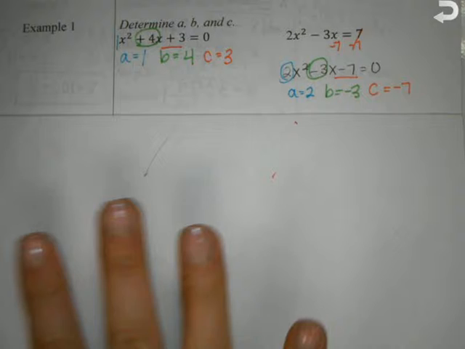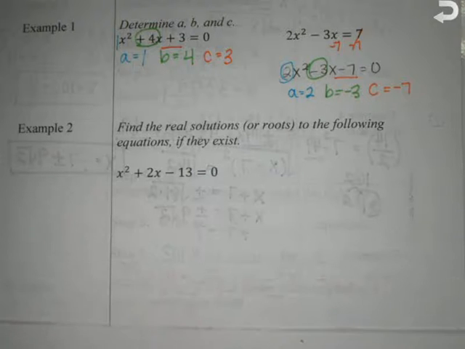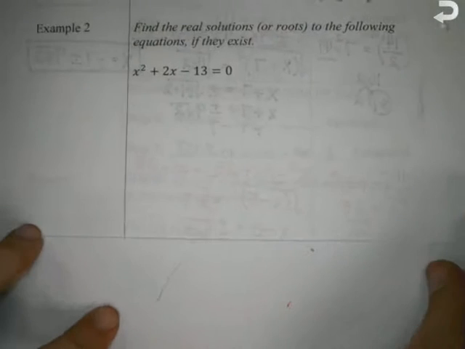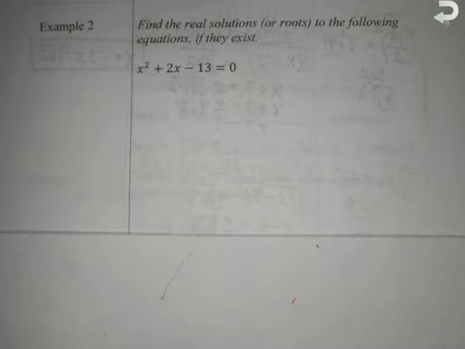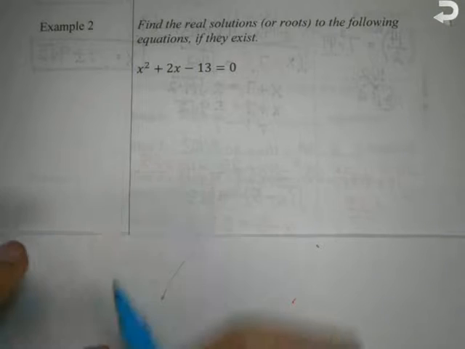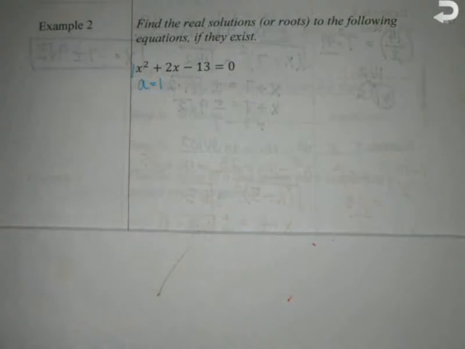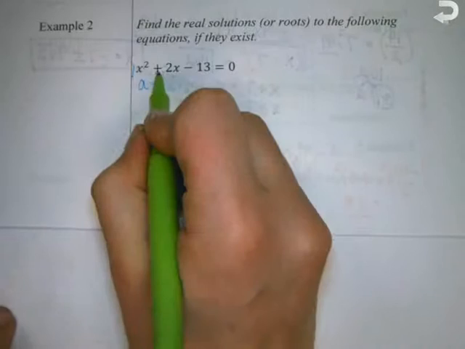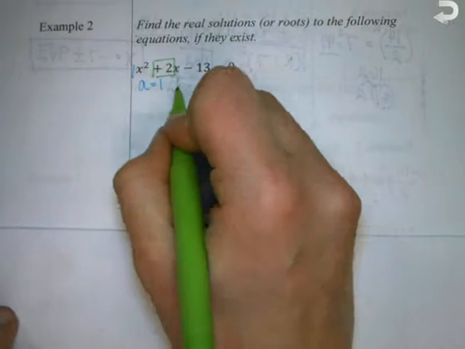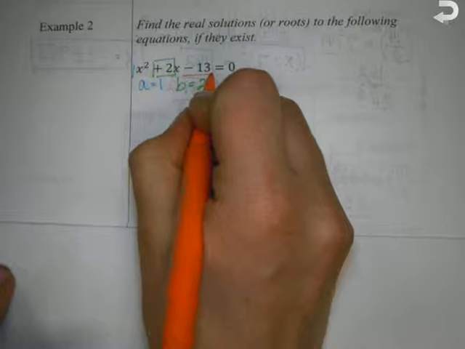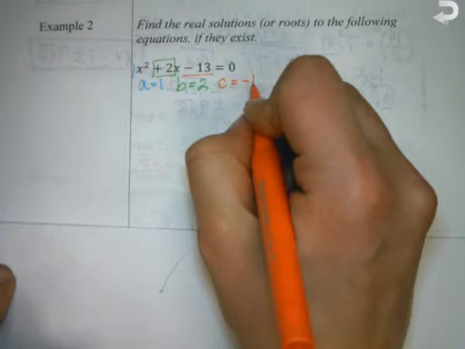Let's do an example. So, example 2. Okay, so example 2 we're actually going to solve, which means we're going to find A, B, and C and plug it in. So, what is A? I want us to write it out. 1. A is equal to 1, right? What's B? B is positive 2. And C is negative 13. C equals negative 13. Okay, let's actually plug it in now.